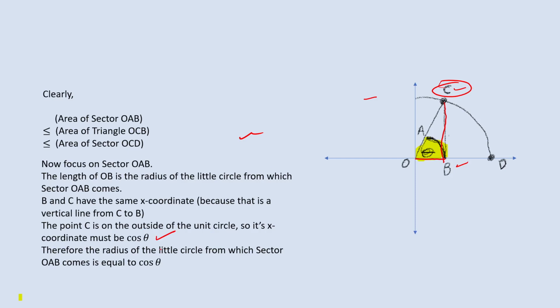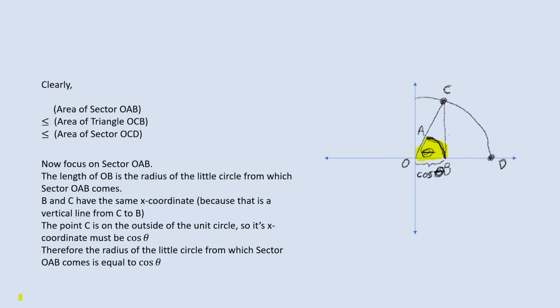And so we can say that the radius of the little circle from which that sector is coming must be equal to cos theta. This is the radius of the little circle from which that golden sector comes. The radius of that little circle is just equal to the x-coordinate of C, but since C is a point on the outside of a unit circle, its x-coordinate must be cos theta. So we can say that that x-coordinate is safely cos theta.